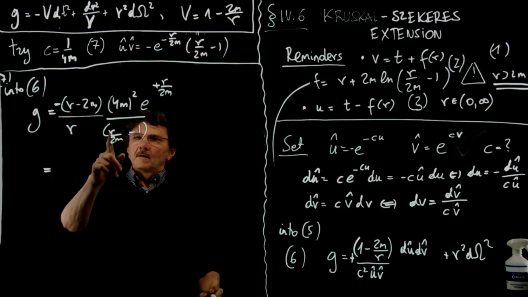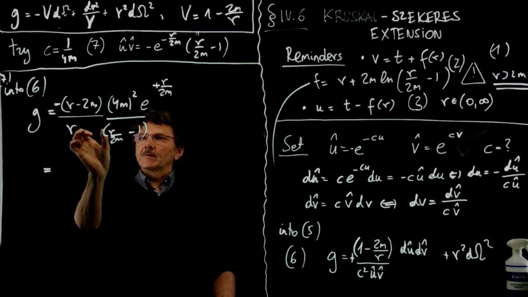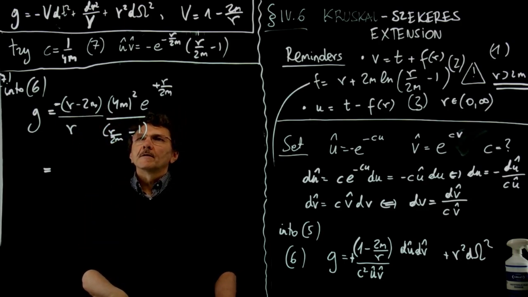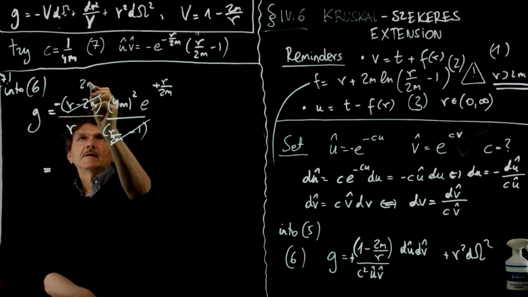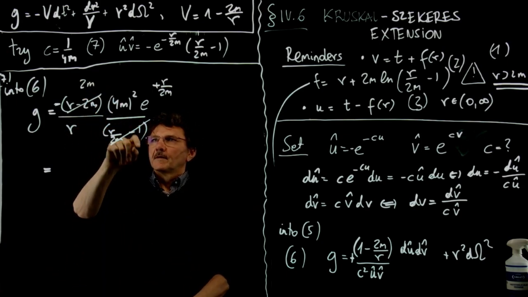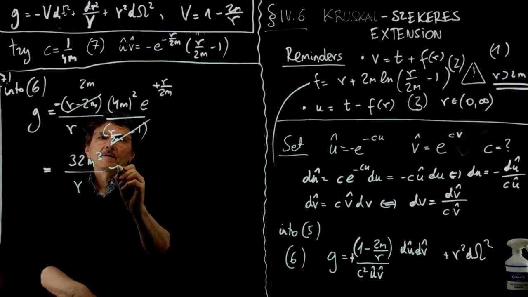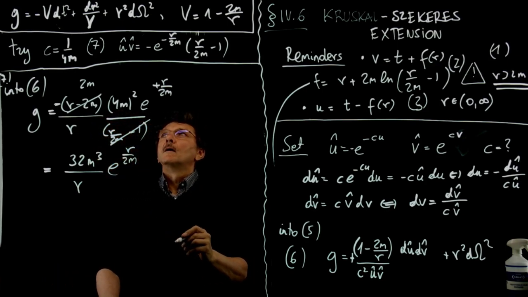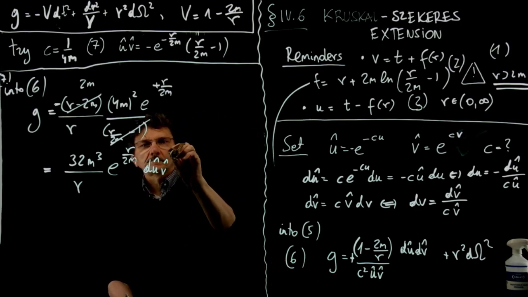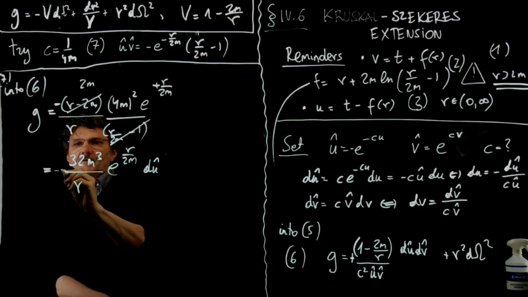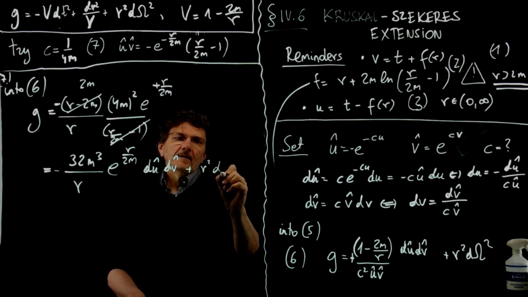So this will cancel this one if we multiply by 2m. So I have to multiply down and up by 2m. So I get, okay, so this one was cancelled, this one leaves 2m in addition. So we get 32m cubed over r e to r over 2m du hat dv hat. And I shouldn't forget the minus dv hat plus r squared d omega squared.